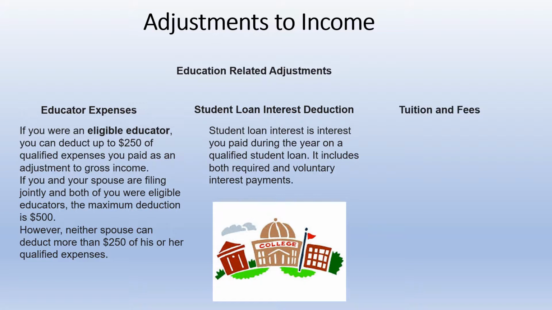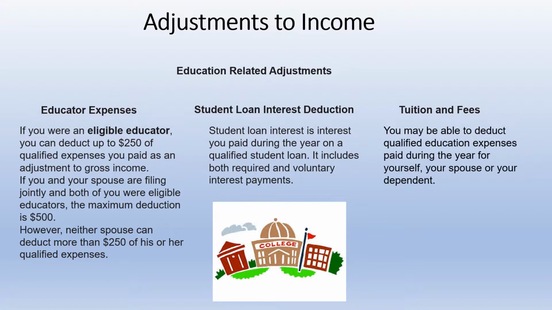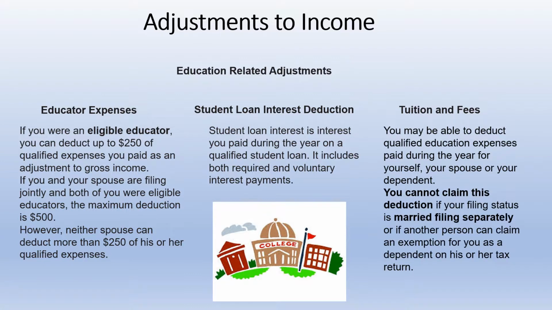Tuition and fees. You may be able to deduct qualified education expenses paid during the year for yourself, your spouse, or your dependent. You cannot claim this deduction if your filing status is married filing separate, or if another person can claim an exemption for you as a dependent on his or her tax return. The qualified expenses must be for higher education.